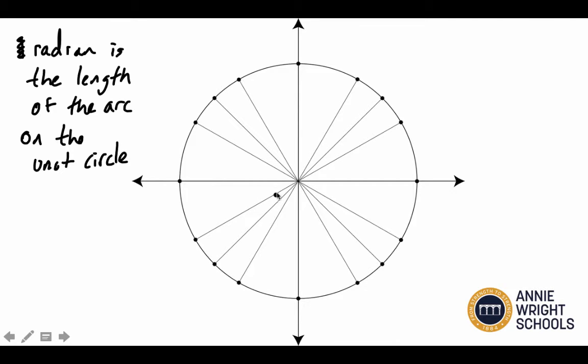Now we understand the unit circle has a radius of 1, and for any concentric circle with a larger radius, the length of the arc would be different, but the degree measure of the arc would be the same, and the radian measure of the arc is the length of that arc on the unit circle, the length of the arc swept out by that angle on the unit circle.